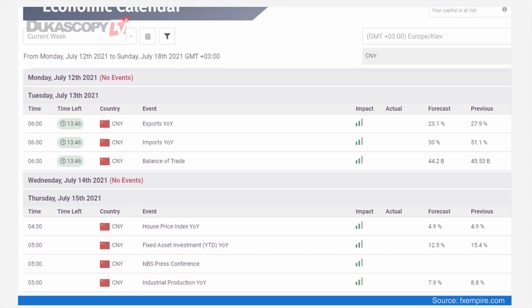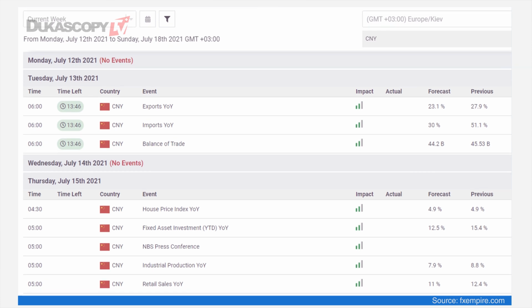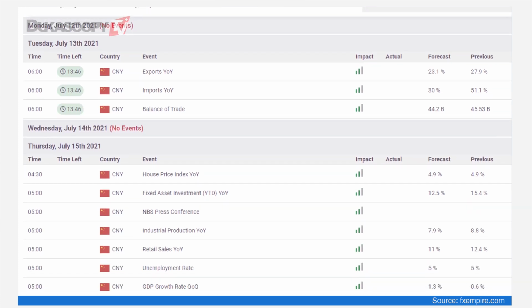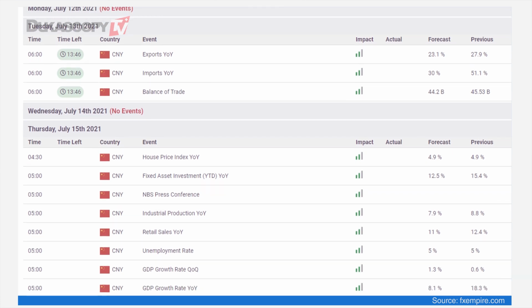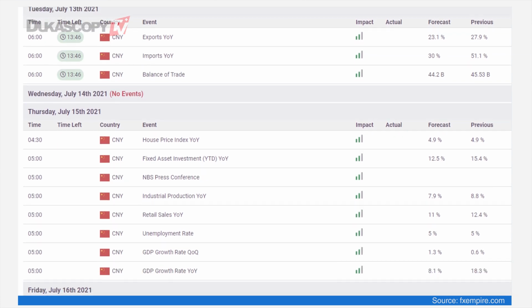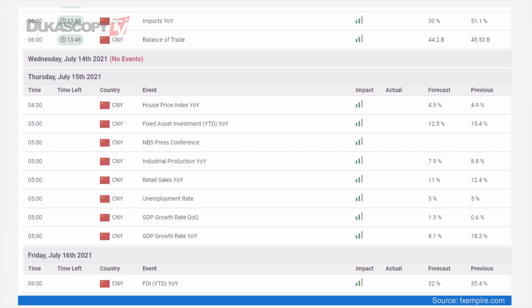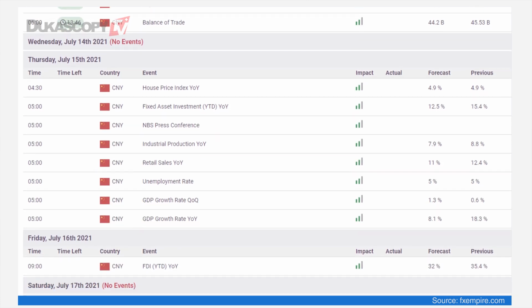For the Chinese yuan, it's a big week for the markets. Key stats are going to include trade data at the start of the week, and then later in the week, we're looking at second quarter GDP numbers. That's going to be particularly material as the markets look to see how the Chinese economy is faring. Other stats at the end of the week will include fixed asset investment, industrial production, and retail sales figures, but it will boil down to the second quarter GDP numbers.